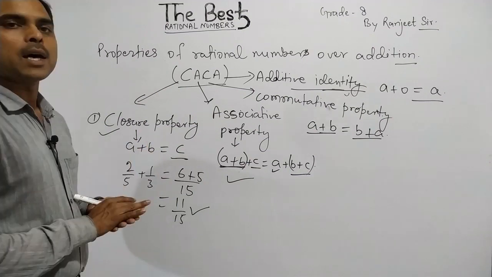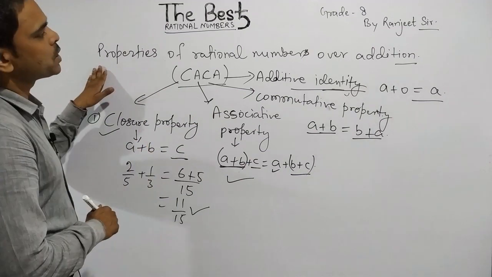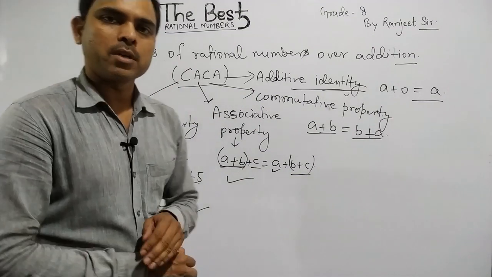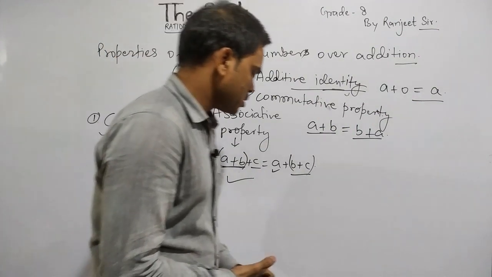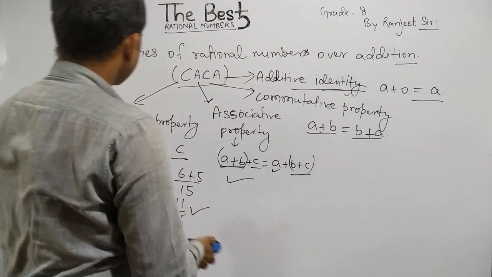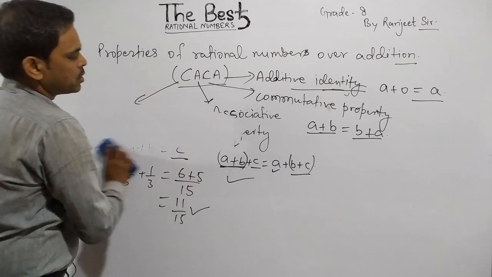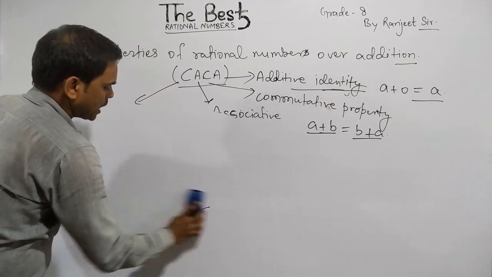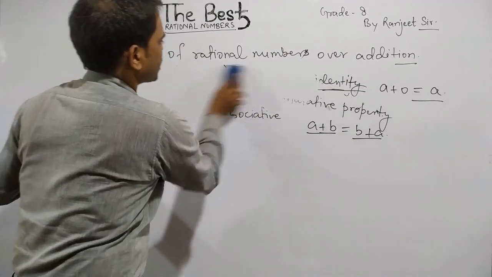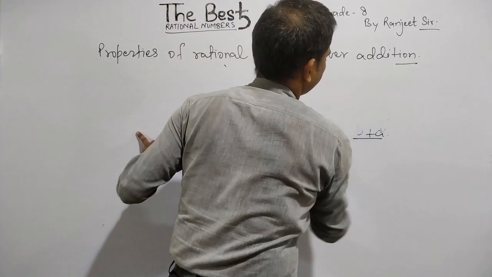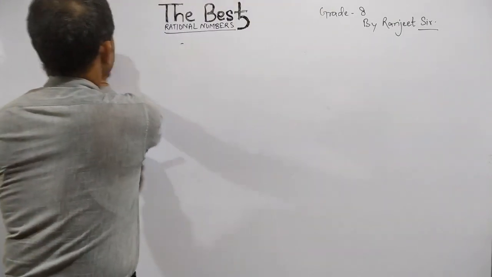In the same way, I'll explain the properties of rational numbers over multiplication also. Whatever the properties are, they are really very important, and you will find them in this video. And in the last, of course, I'm going to give you the best 5, so we'll see that also.